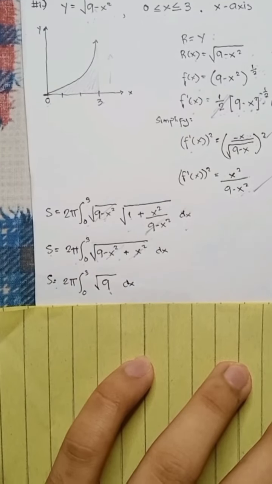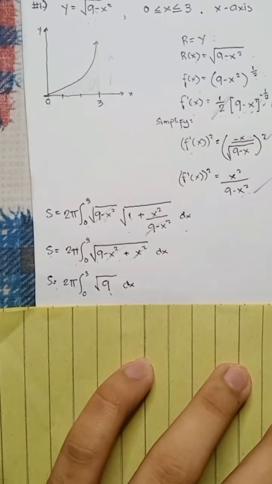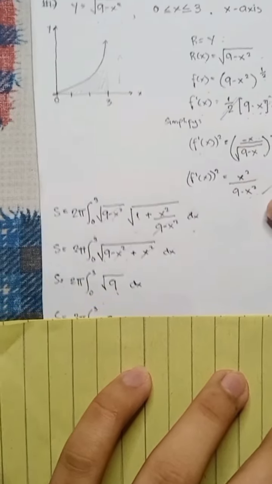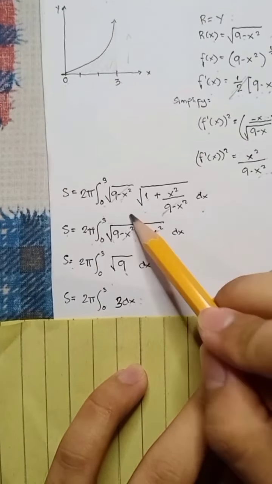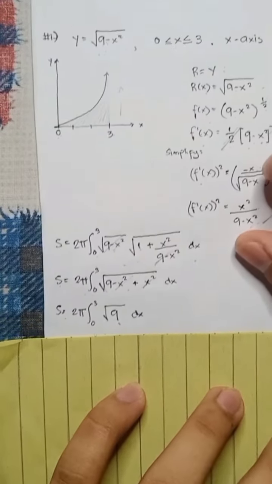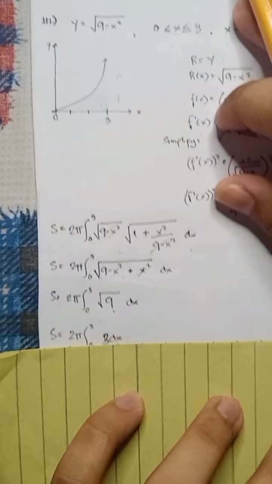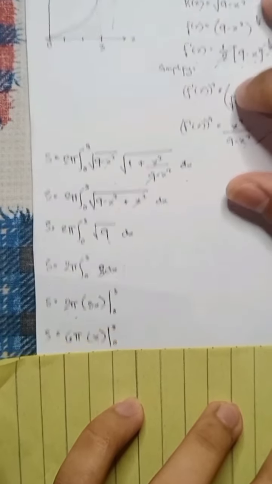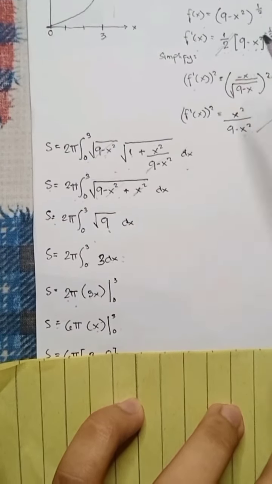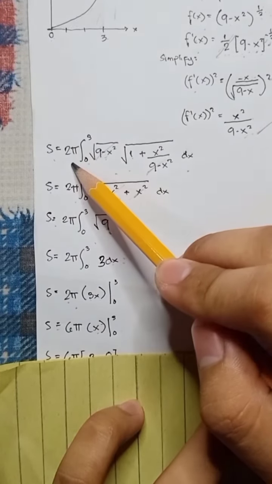Then, let's substitute na natin yung mga value na nahanap natin. Yan. Dito na tayo sa main formula natin. Kanina, ito yung main formula natin. Ito, gagamitin na natin siya. Then, dito. Yan. So, s is equals to 2 pi.